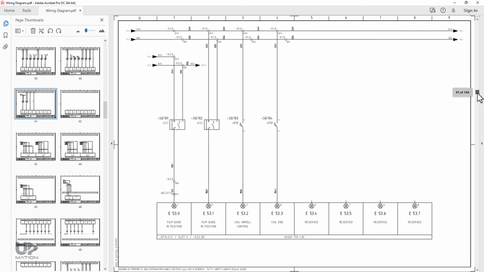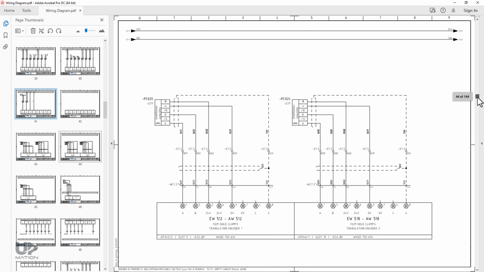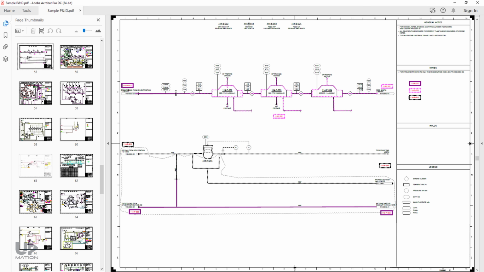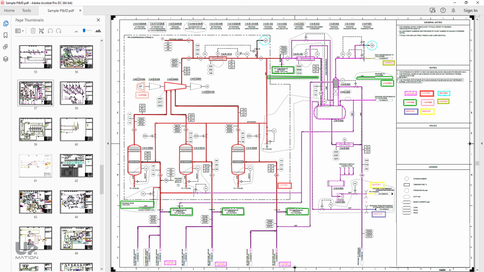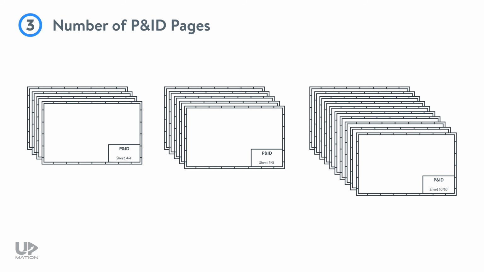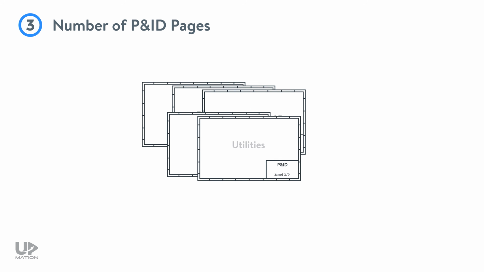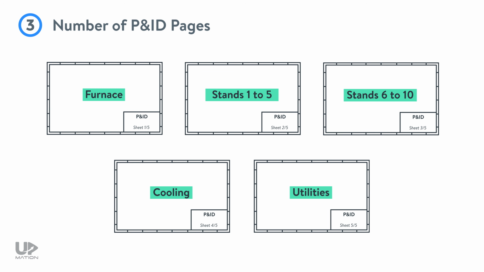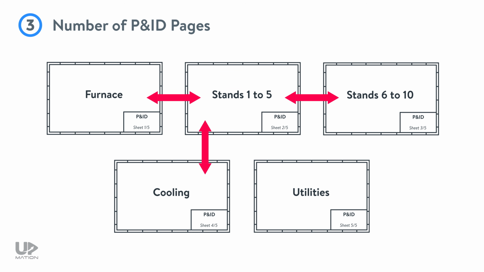Third, similar to other documents like electrical wiring diagrams, P&IDs are typically more than a single page: 4, 5, 10 or more pages depending on the process size, and you only see a specific part of the process on each page. These sheets are usually interconnected with each other.